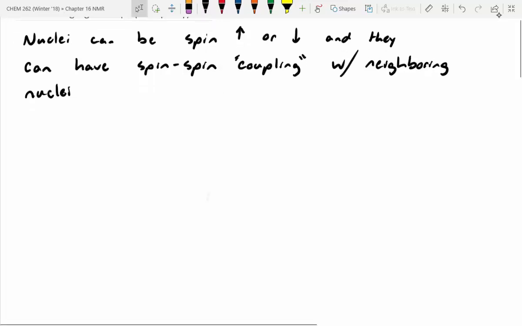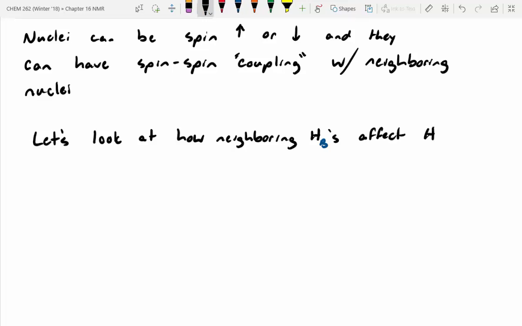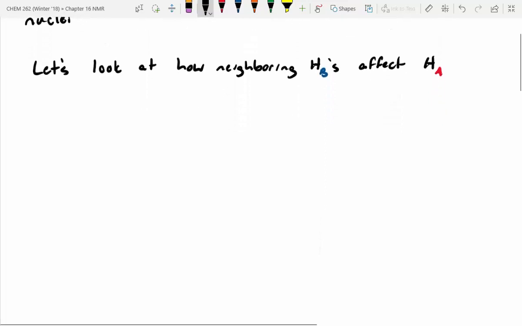So let's take a look at a really simple example. We're going to just make this super basic. So let's look at how HA affects HB. So we're going to look at how neighboring HBs affect HA, and I'll do HA as red. Okay, so we're primarily looking at the signal for HA, but we know that there's some HBs nearby that are going to mess up its signal to some extent. Okay, so let's take a look at some various examples.